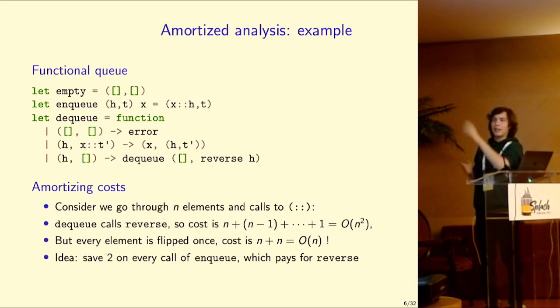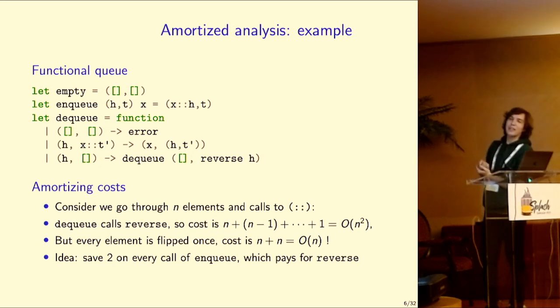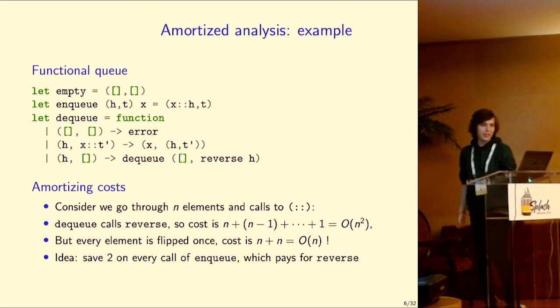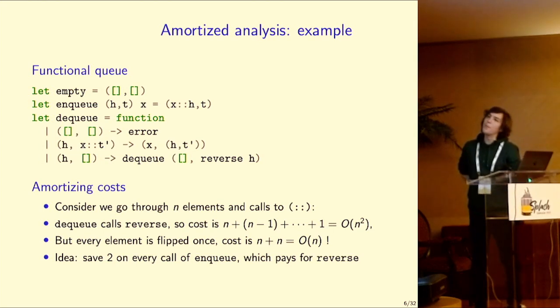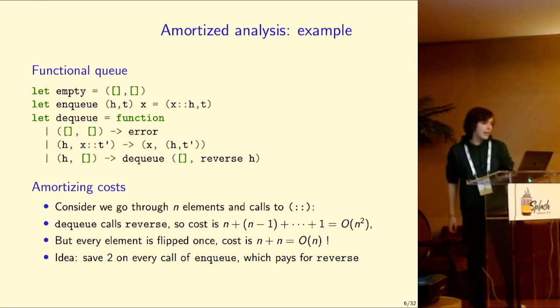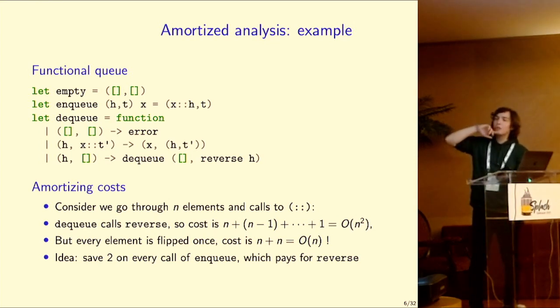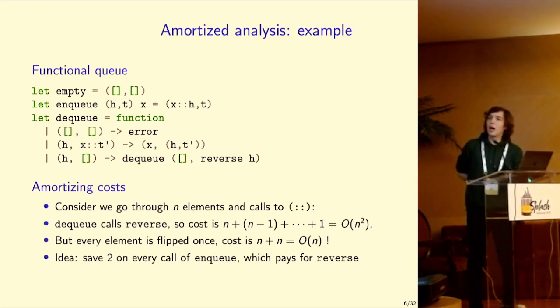But if we look at it in a finer way, we find out that every element is only flipped once, is only passed through reverse once. So in actuality, this code has linear complexity, and it's quite important in that case. And what we'd like to do is undertake those reasonings automatically.